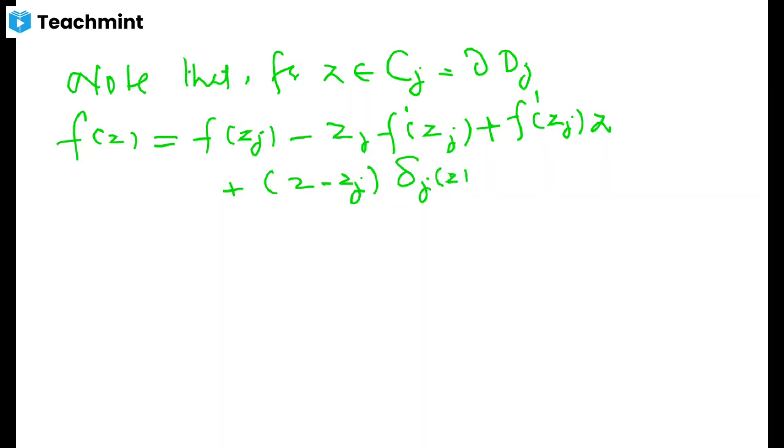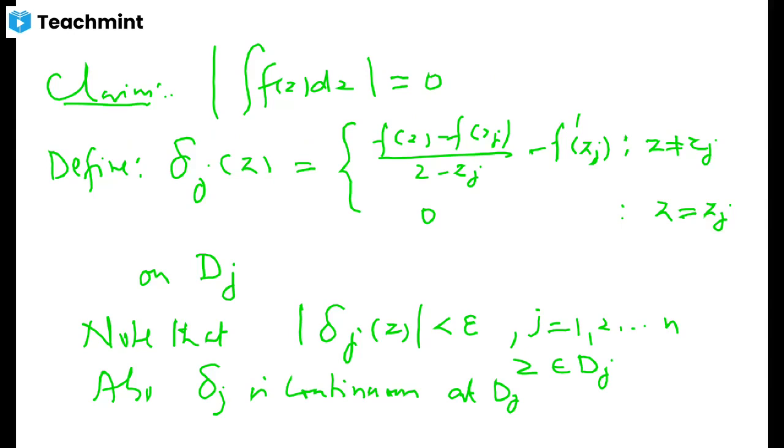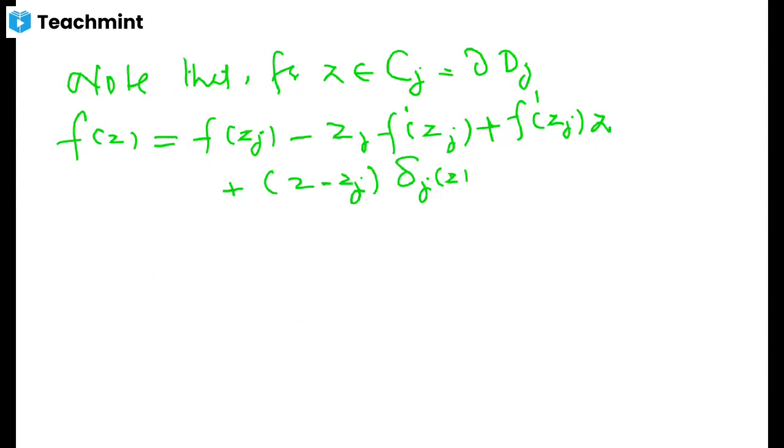You just substitute the value of Δj. You will have z minus z_j being cancelled out, and all these terms cancel out. You just have to substitute this value here. There is nothing new. You just substitute it in place of Δ(z_j). You will get f(z) here. Is it okay? So now what I have to do is integrate this expression over Cj.